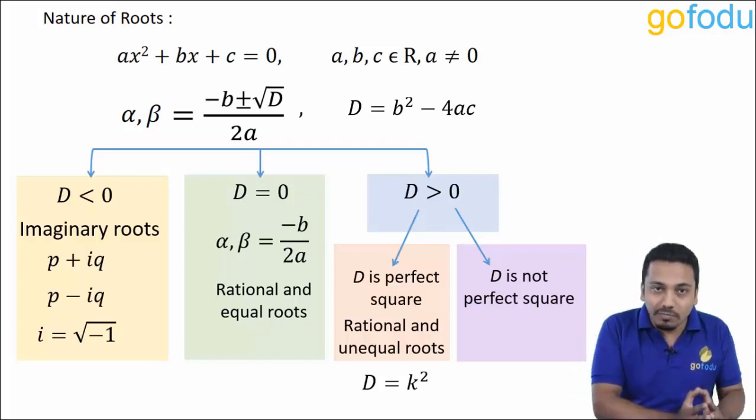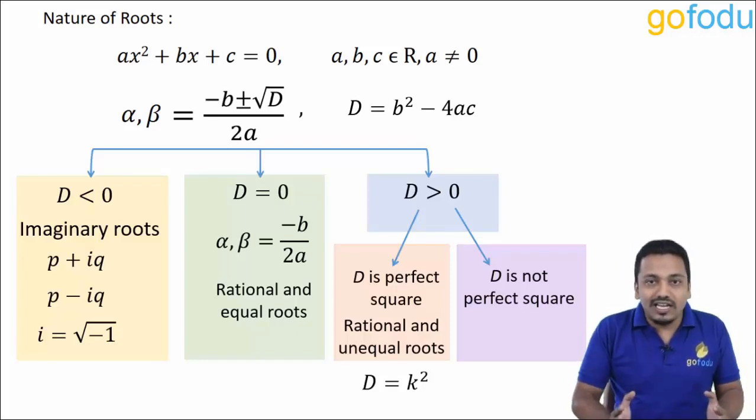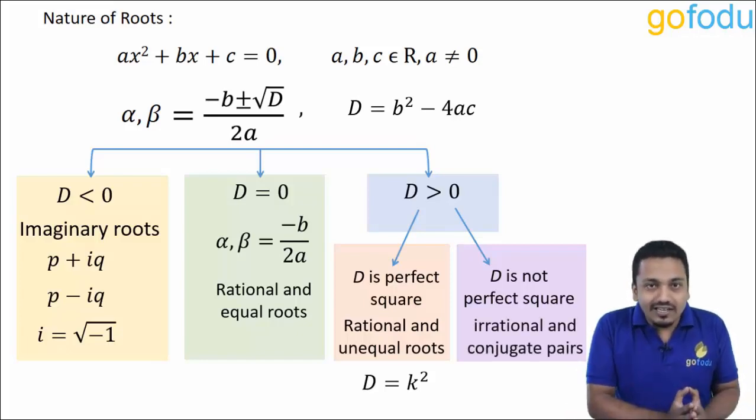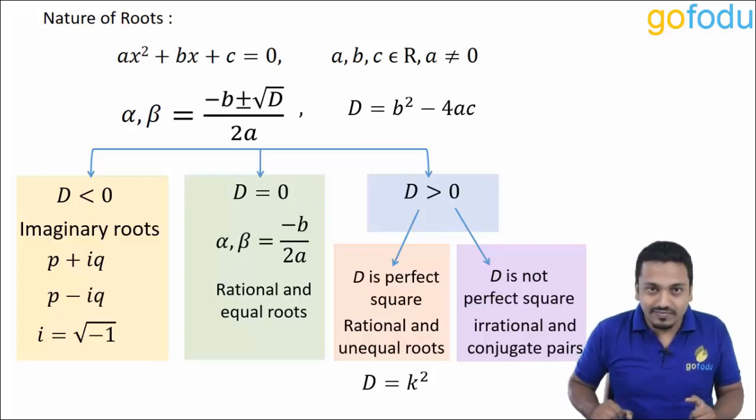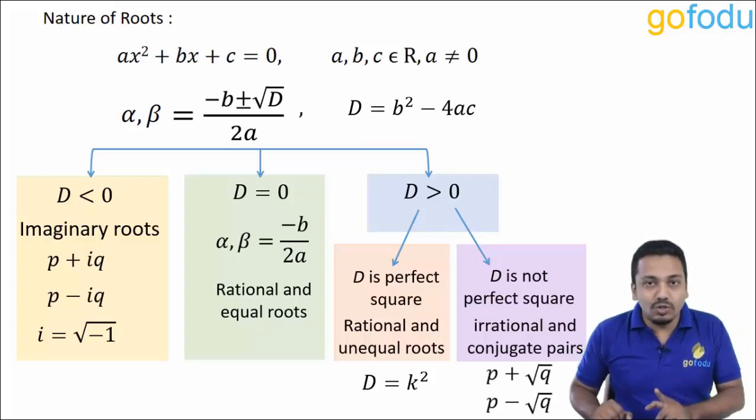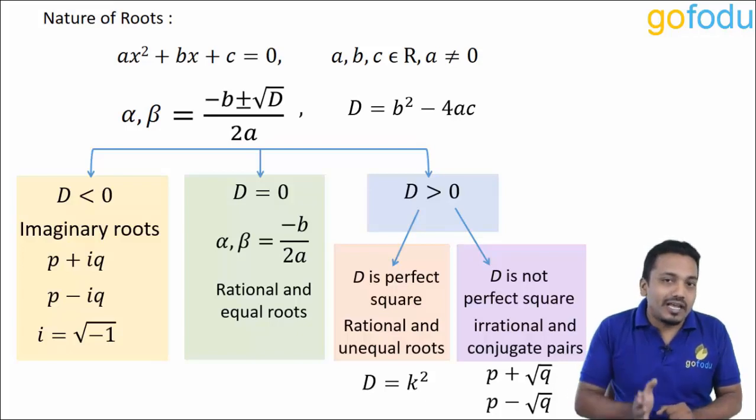Now if D is not a perfect square, then a square root sign will be there in alpha and beta. Roots will be irrational, and irrational roots again occur in conjugate pairs. If one root is p plus root q, then another root will be p minus root q.